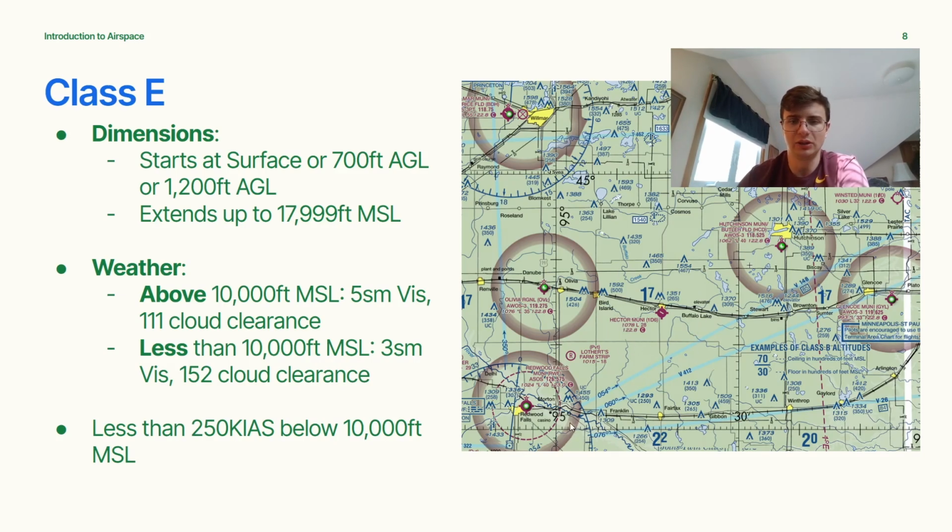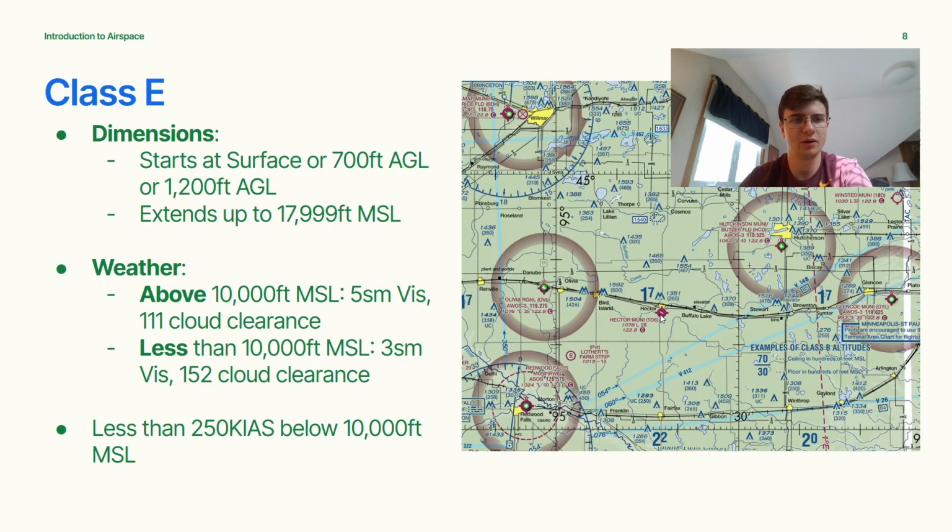Now let's take a look at Redwood Falls here. It's got the magenta circle around it, yes, but what else does it have? It has this dashed magenta line around it. That denotes that the airspace starts at the surface there. So if you want to know where your Class E airspace starts, you have to look at the chart. So Redwood Falls, if you're at the airport, it would start at the surface.